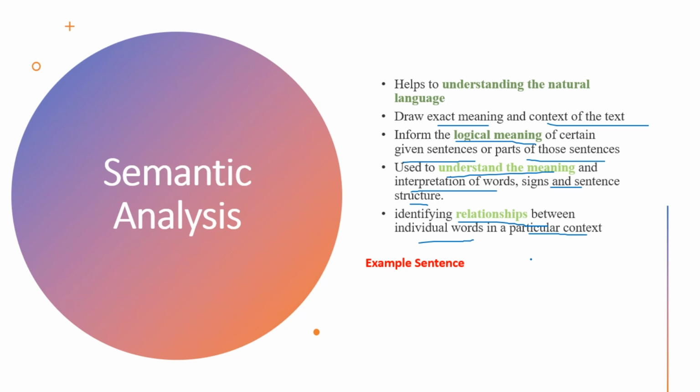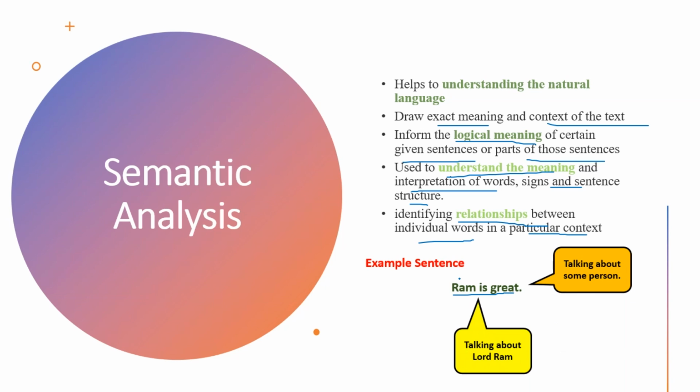Let's see an example. Suppose there is a sentence: Ram is great. Looking into this sentence, our user has spoken this sentence. Now the task of semantic analysis is to understand whether this sentence is talking about Lord Ram, or whether it is talking about a Ram who may be some person, the name of some person. So this is what semantic analysis basically performs.